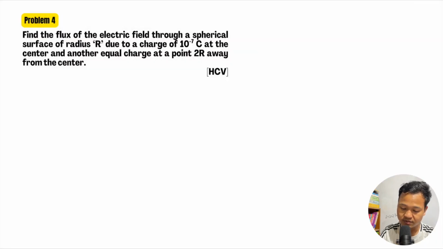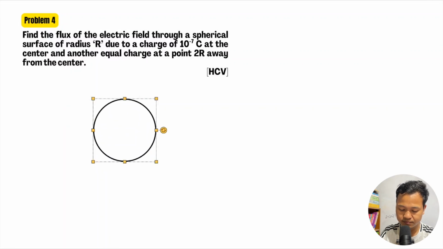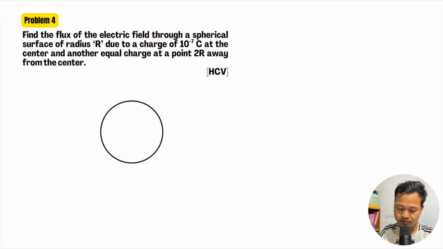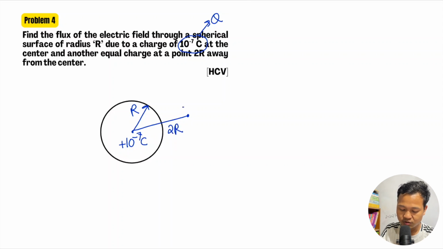So you're given a sphere, a spherical surface of radius r, due to a charge. So this is the charge at the center: 10 power minus 7 coulomb is placed at the center. Another equal charge is placed at 2r distance away. So this is 2r, and here you have the same charge. The question is, what is the flux?